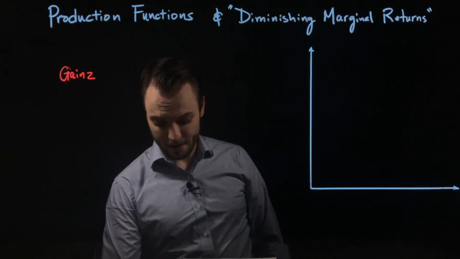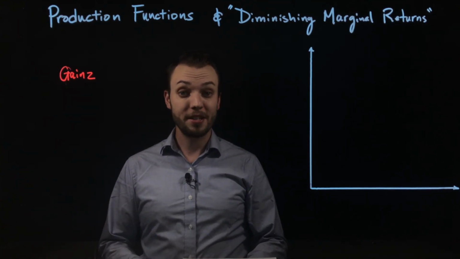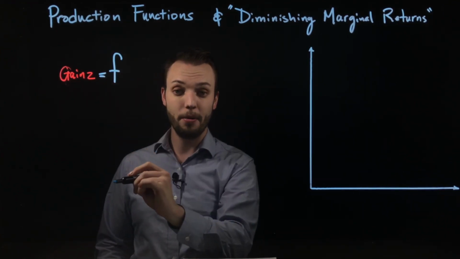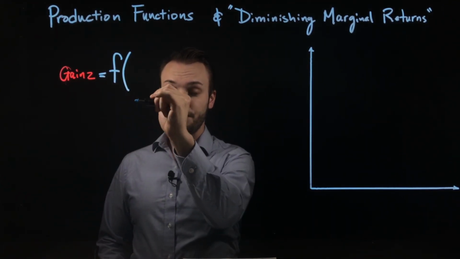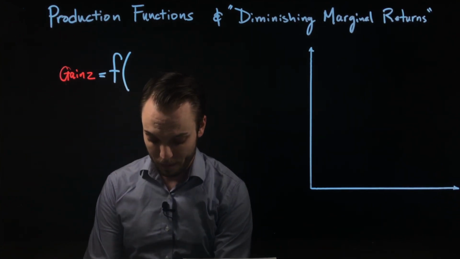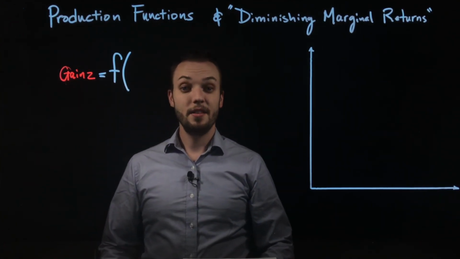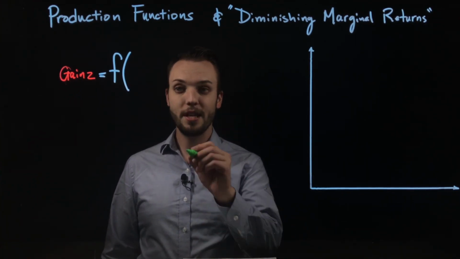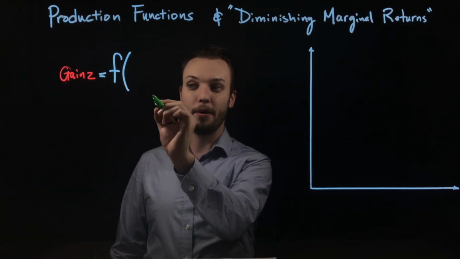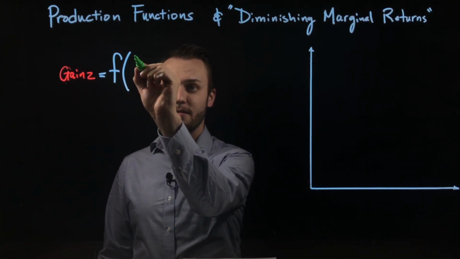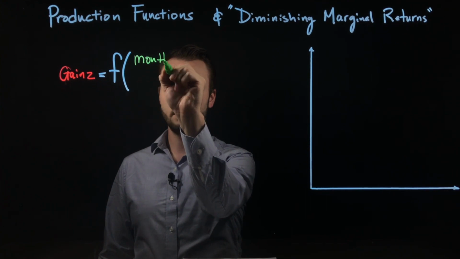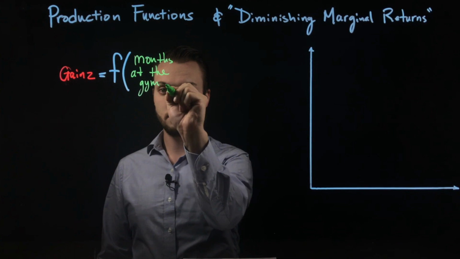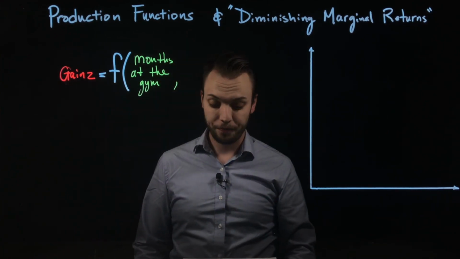And we might say that this process, the process of producing gains, is a function of several inputs, right? So one input, or maybe what's most obvious, is the amount of time that you spend going to the gym, right? So we'll say that months in the gym is one input to the production of gains. Okay, so that's one input.